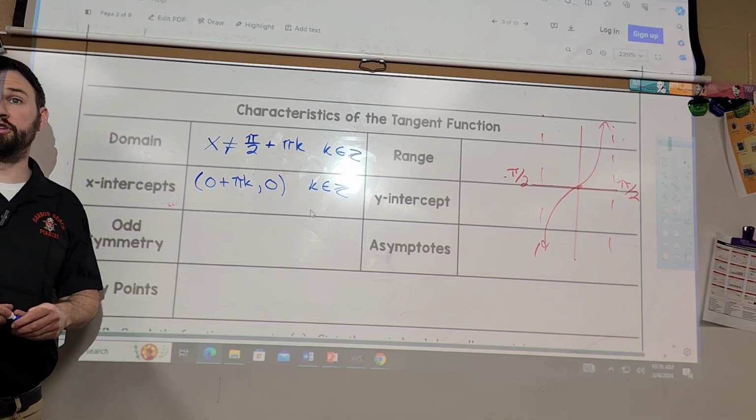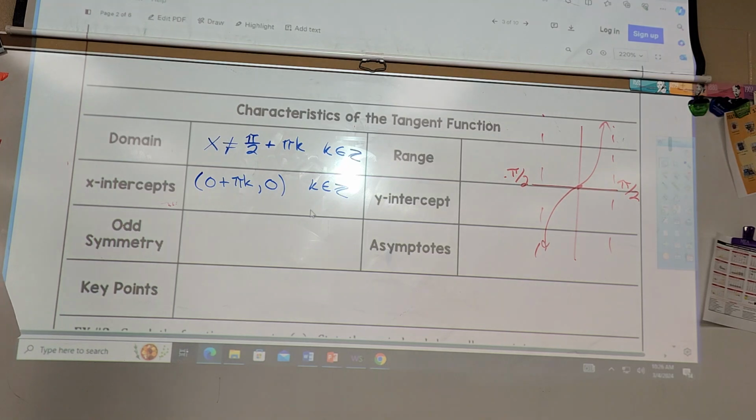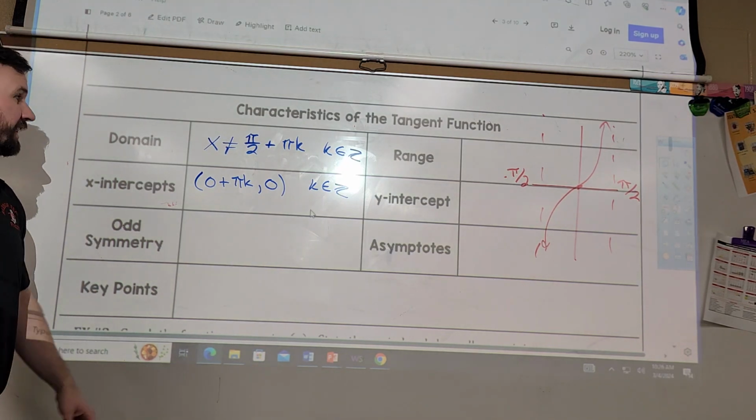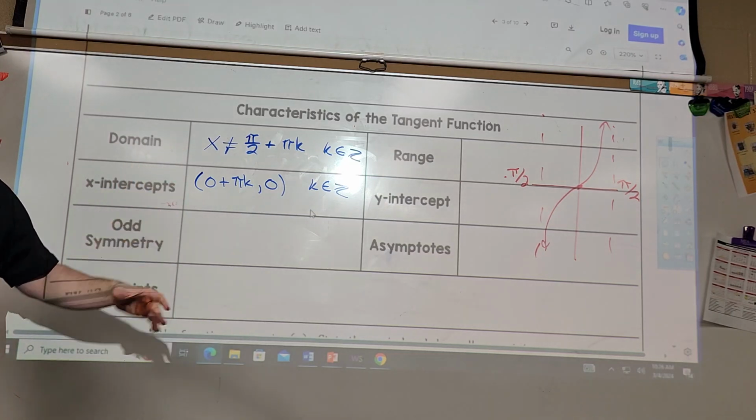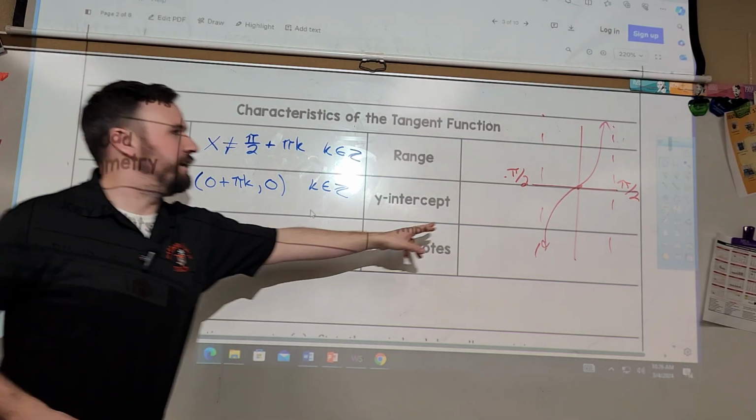Very much so. You can use n too. Some books use n, where n is an integer, but you do have to say n is an integer, because if you just put a k, it could be a decimal. It could be anything.